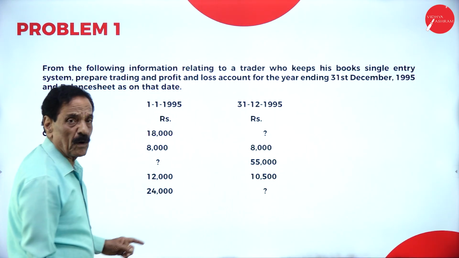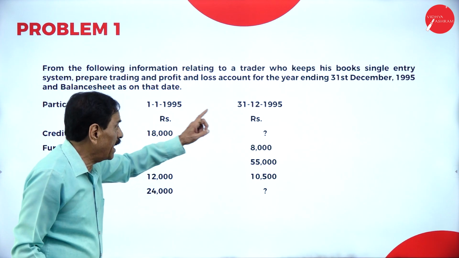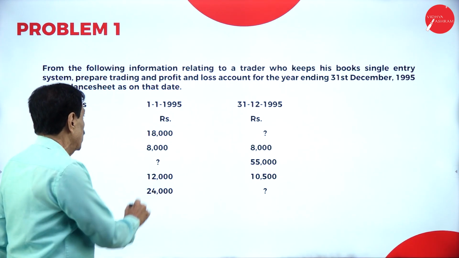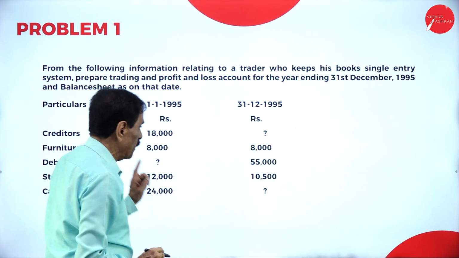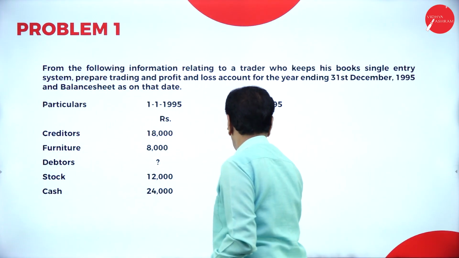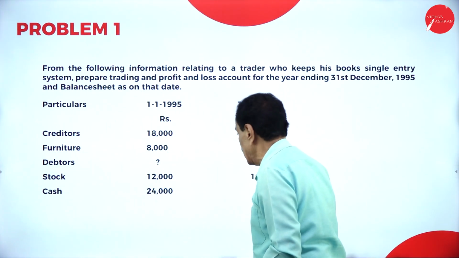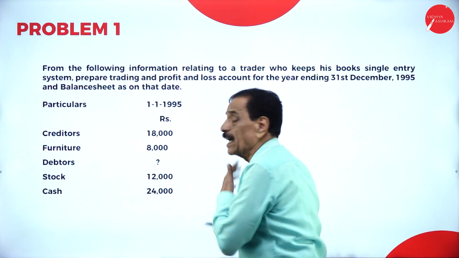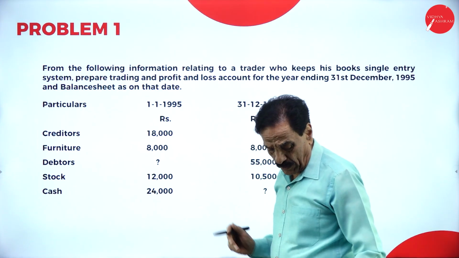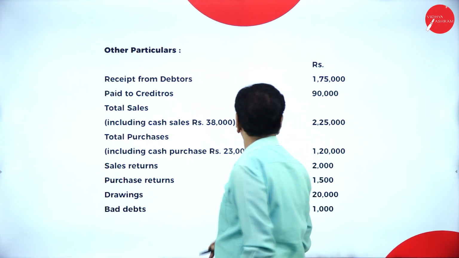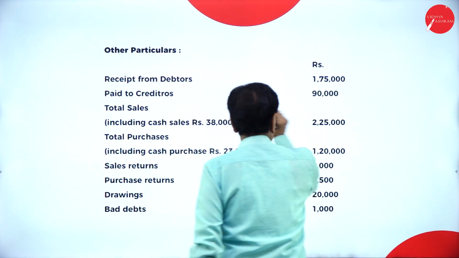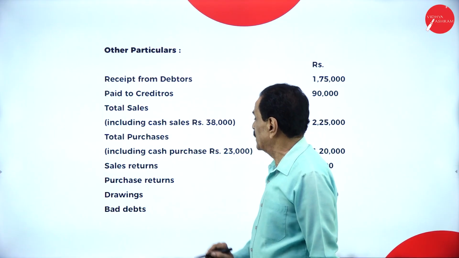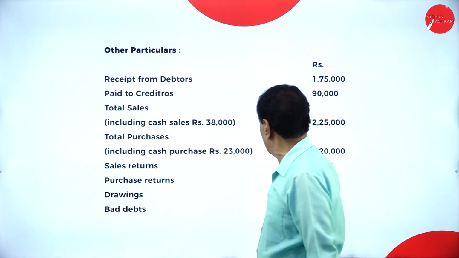So they have given the problem, 1/1/95, 31st December 95. Your opening balance is given. Debtor is missing, which means you have to prepare the debtor account. Creditor is missing. You have to prepare the creditor account. Closing cash is missing. You have to prepare the closing cash. Then receipt from debtor is the debit side of debtor account, paid to creditor account. Total sale including the cash sale 38,000.